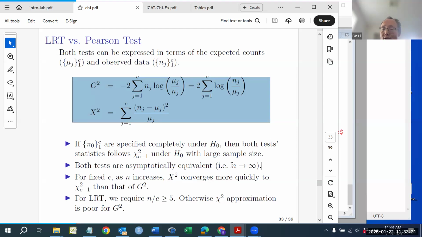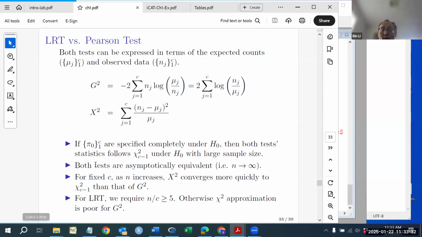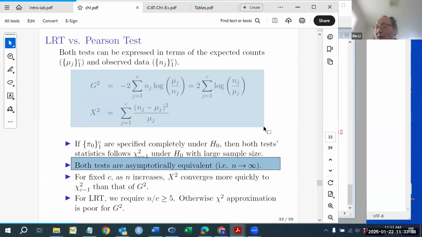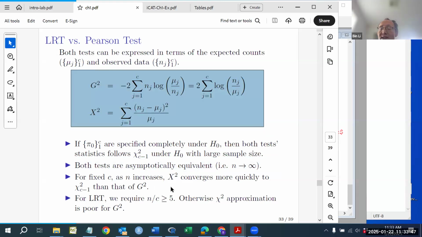But if the sample size is not that large, they can have different results and sometimes even give different conclusions. So that tells us what? We don't need to compare these two tests when the sample size is large. We only need to compare these two tests when the sample size is small. Does that make sense? So when we have a relatively small sample size, which one is better?